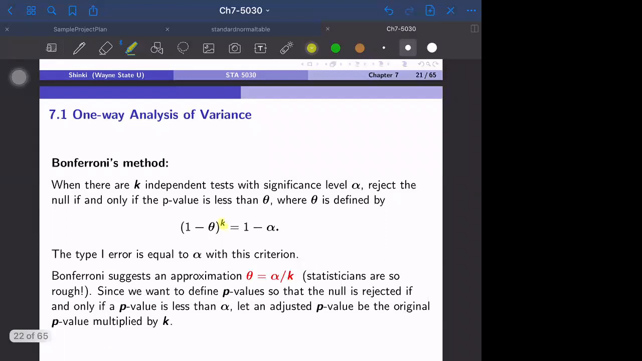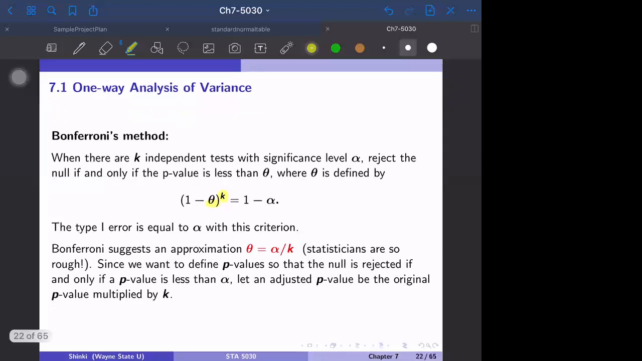If we have k independent tests, then to have an overall significance level of alpha, we have to set the threshold for the p-value at theta, such that (1 minus theta) to the kth power is equal to 1 minus alpha. So in this case, the probability that we reject at least one H naught is equal to alpha. And how about the approximate size of theta? Approximately, theta is alpha over k.